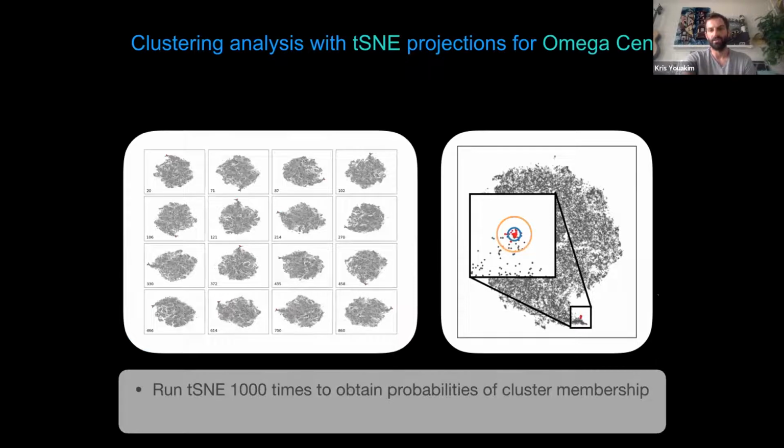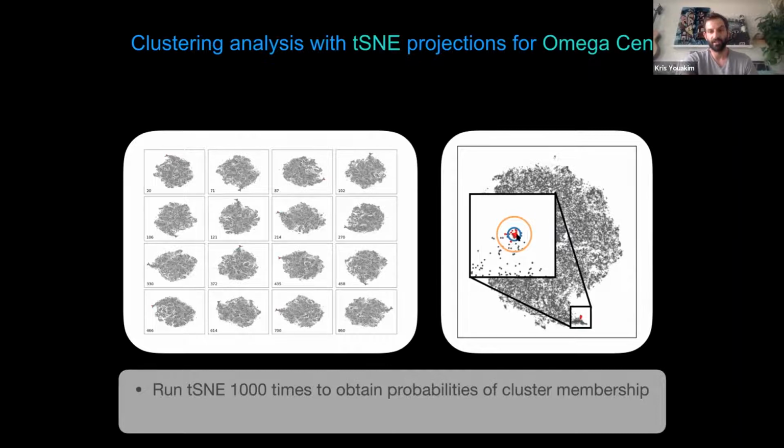Now, the t-SNE algorithm is stochastically initiated, which means that every time you run it, you get a slightly different mapping. So in order to make these results a bit more robust, we ran this analysis 1,000 times. And here I'm just showing you a sample of 16 such maps. And you can see that although the general morphology changes and rotates, the clustering of the Omega Cen stars, although it's hard to see here, is still successful in almost every single run.